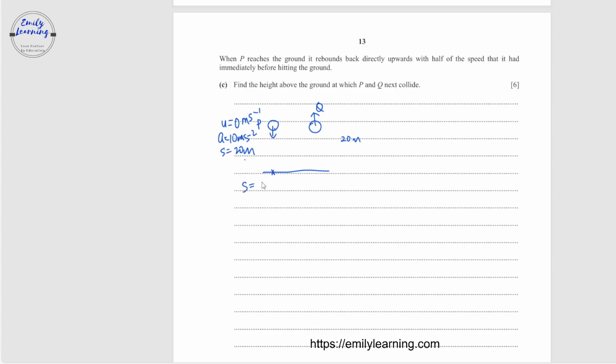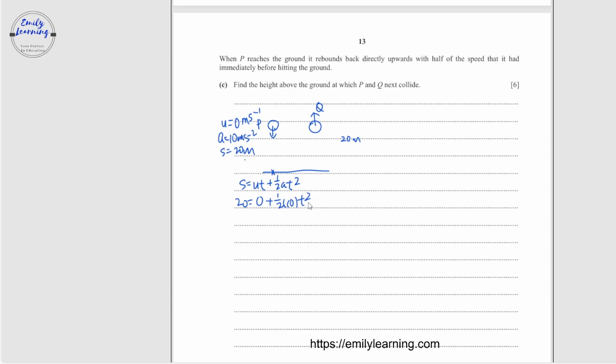Well, I know s is 20, a is 10, and u is 0. So let's use s equals ut plus half at squared to determine how long P takes to reach the bottom. So let me sub it in. 20 equals 0 times t, which is 0, plus half 10t squared. So for t, I'll get t equals 2 seconds. So I know that at 2 seconds, P will be at the ground.